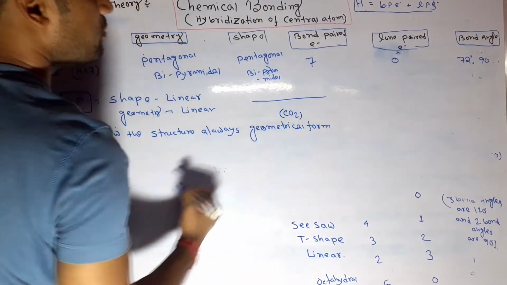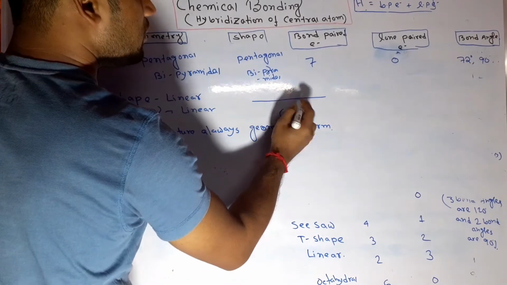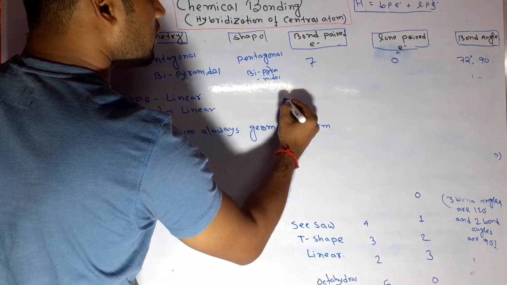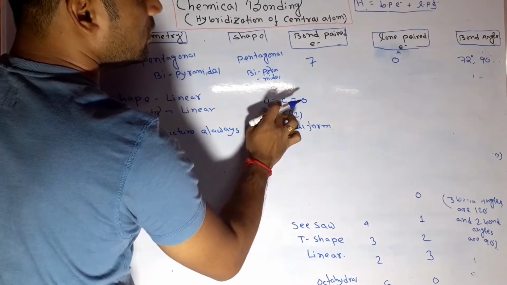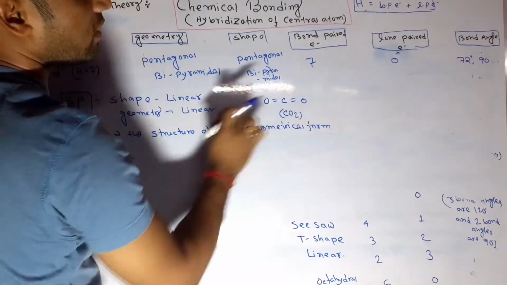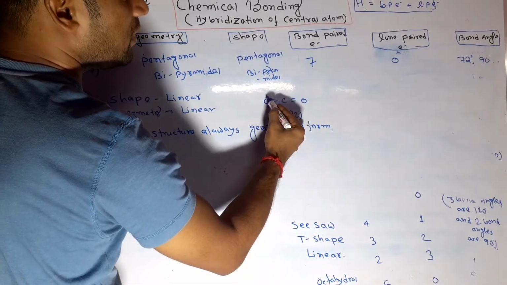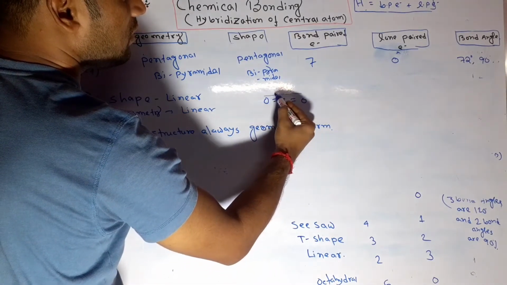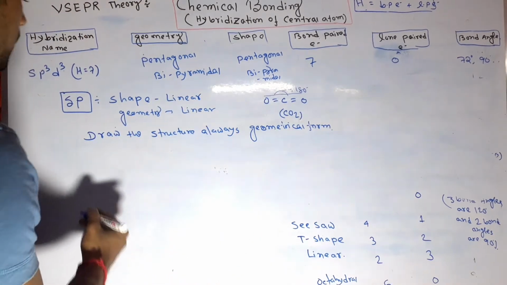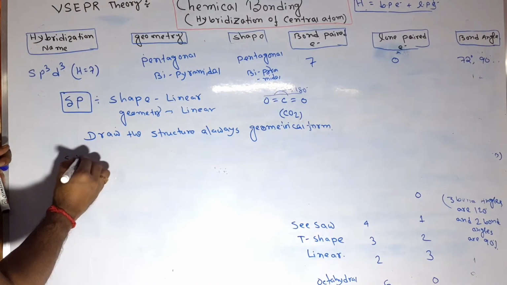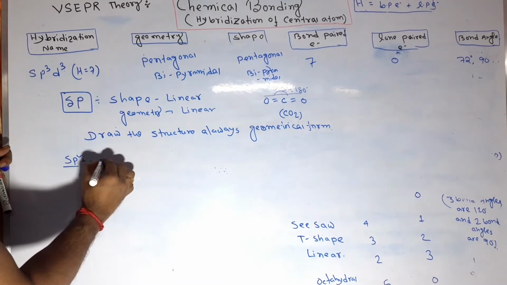This is sp hybridization, linear shape. Carbon is the central atom with O on both sides. Carbon valency 4 and oxygen valency 2 are filled. So this is the linear shape, bond angle 180 degrees. Then sp2, trigonal planar.